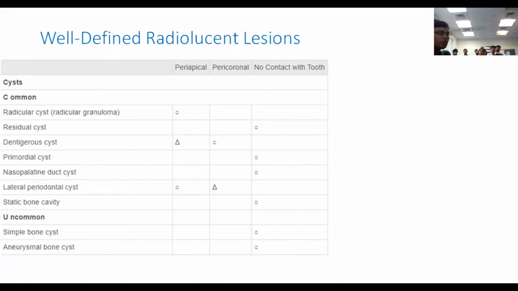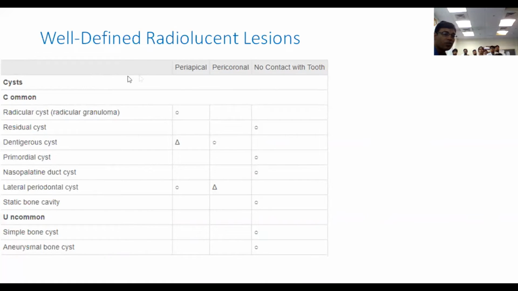So the cysts that are common are the radicular versus residual cyst, dentigerous cyst, primordial cyst, and nasopalatine, lateral periodontal, and static bone cyst. So the two most common are the radicular versus dentigerous. These are the two things. These are not so common.